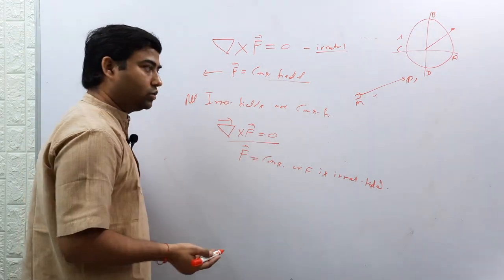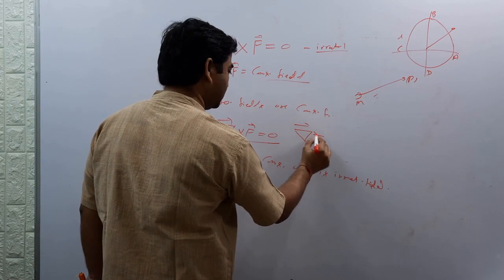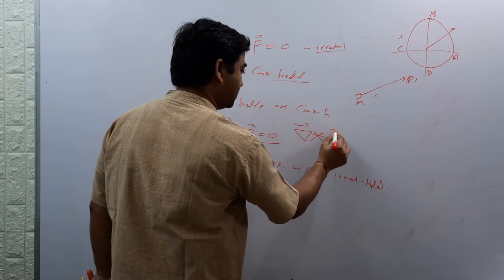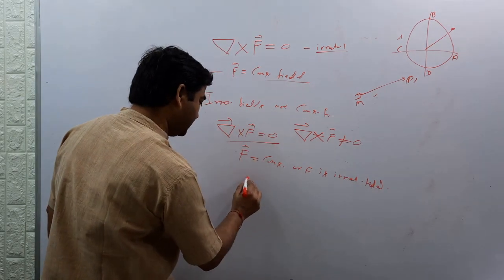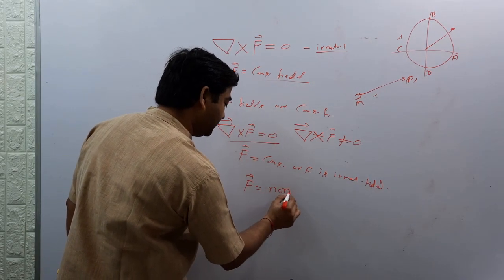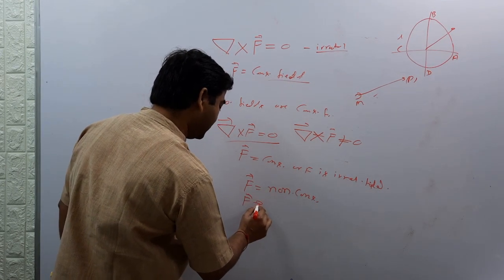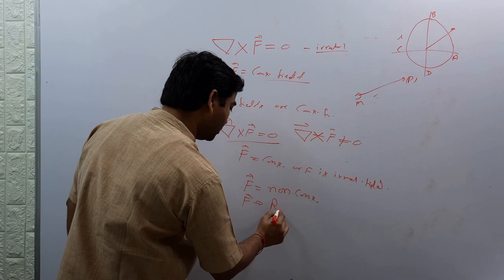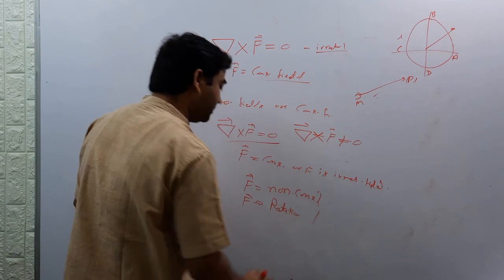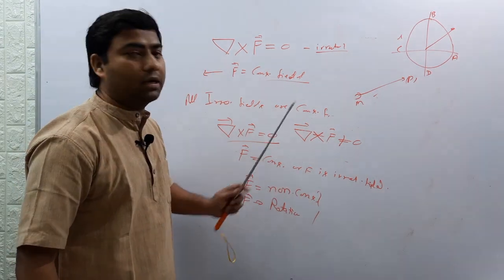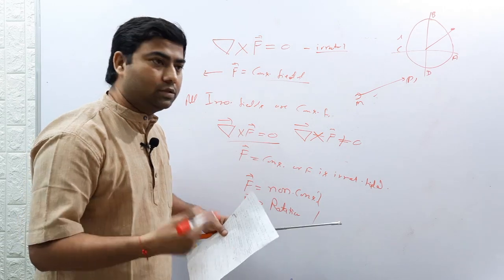If curl is not 0, then F is a non-conservative field, or you can say F is a rotational field. This is based on curl. For a conservative field, curl is always 0.